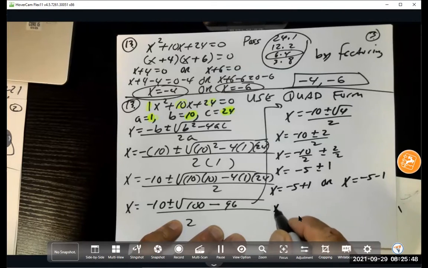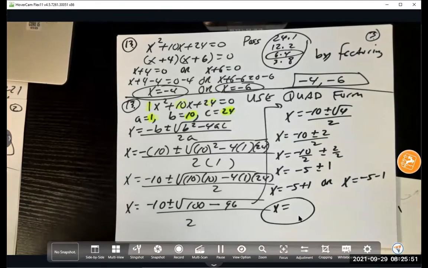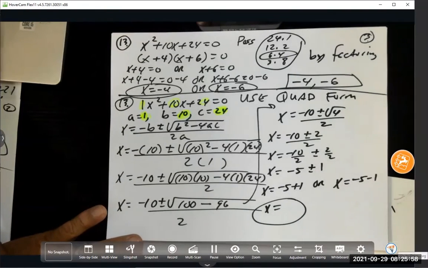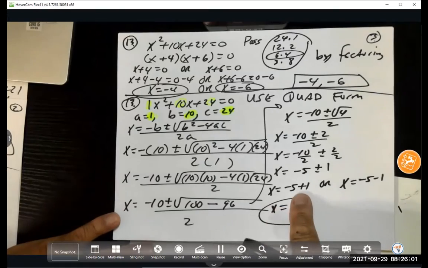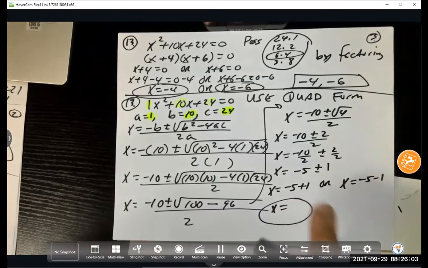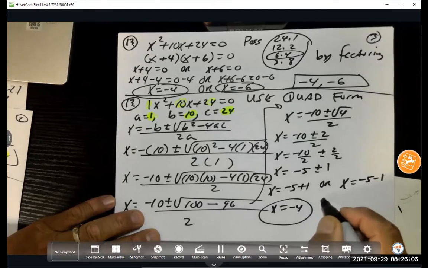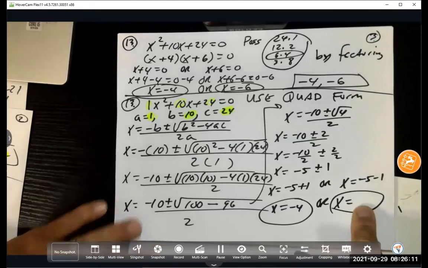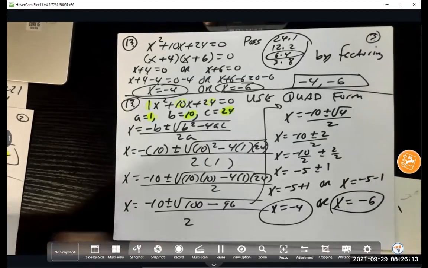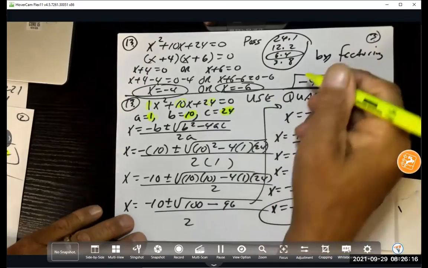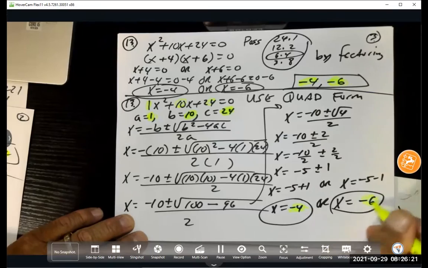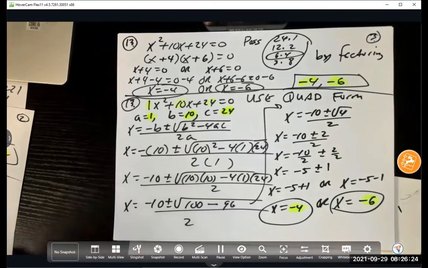All right. So this one on the left, what do you think that's going to be? What's -5 plus 1? It'll be -4. And over here, what's -5 minus 1 going to be? -6. All right. So now again, if I look at my answers, do the answers I get factoring, or do the answers I get from the quadratic formula, are they the same? Yeah, they're the same exact answers. You see them?